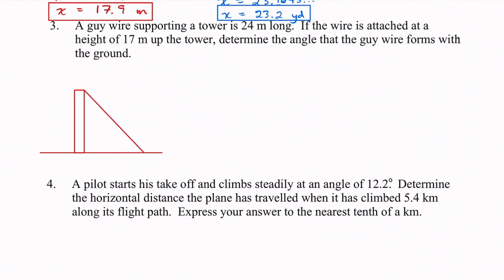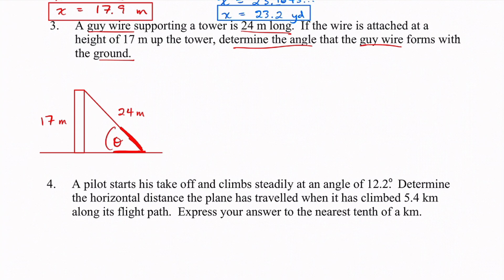So let's label our information on here. So it said the guy wire is 24 meters long. This is the wire right here, so that's got to be 24 meters. And it said it was attached at a height of 17 meters up the tower. So 17 meters up the tower. So that makes this 17 meters. And we want to determine the angle that the guy wire forms with the ground. So again, guy wire with ground. If we shade those two, that's going to tell us the angle. We want to find that right there. Okay, so we want to find that angle.